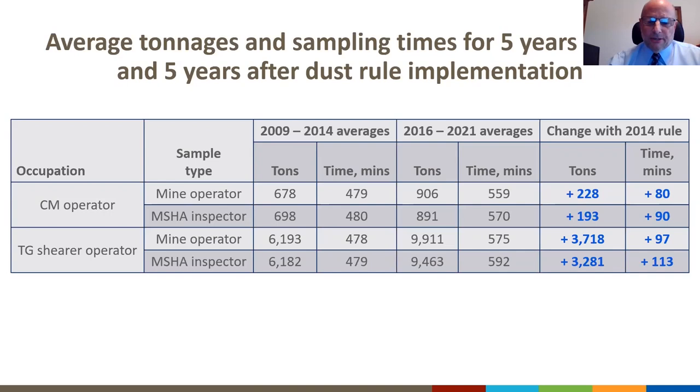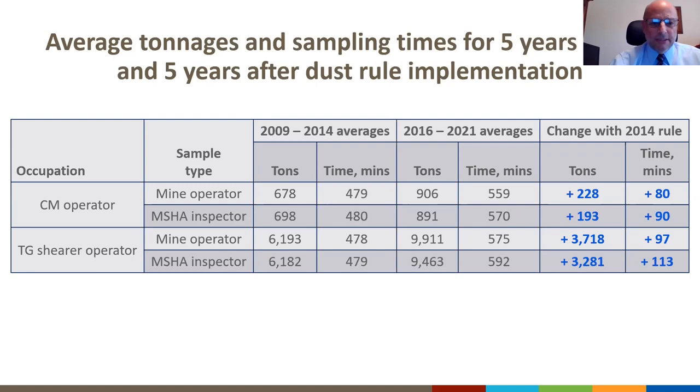You can see for the continuous miner operations, about a 200 ton per shift and 85 minute per shift increase, even more dramatic on long walls, 3,500 tons per shift approximately, and over 105 minutes additional sampling time. Next slide, please.